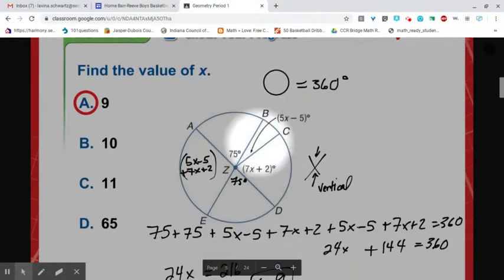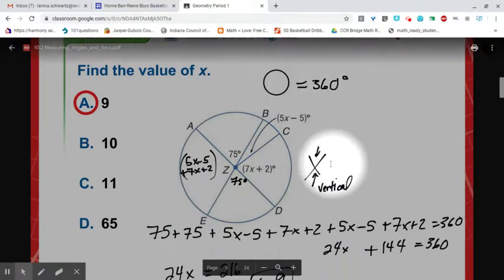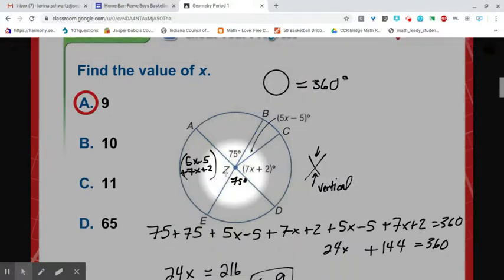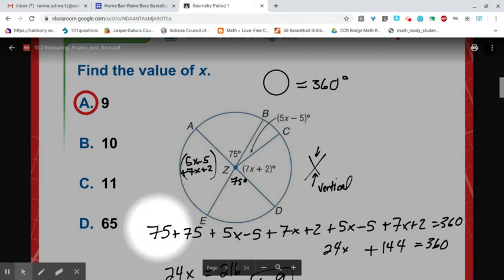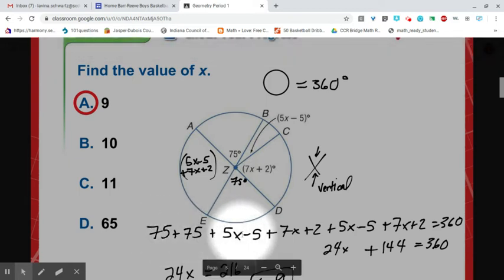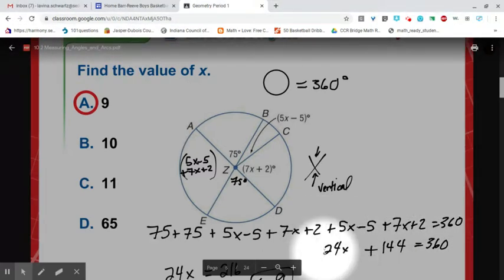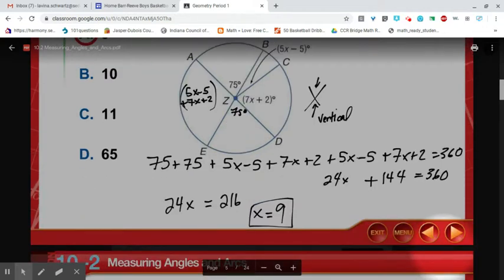So the whole circle equals 360. Got vertical angles. Okay. So then literally you add up your 2 75s, your 5x minus 5 and 7x plus 2, and set it equal to 360. Simplify that down. Solve. X is 9.